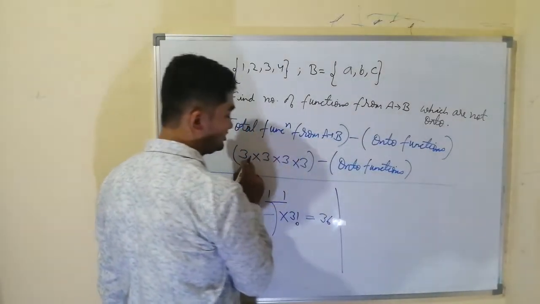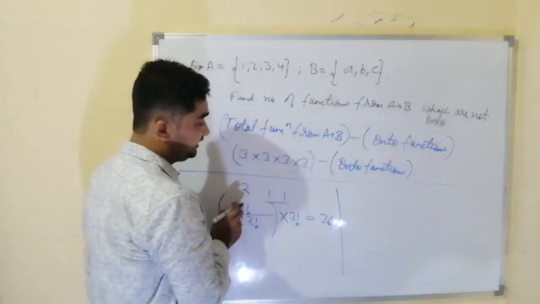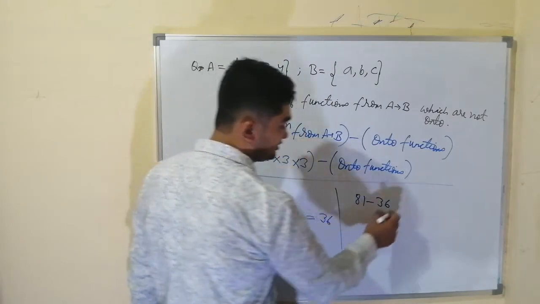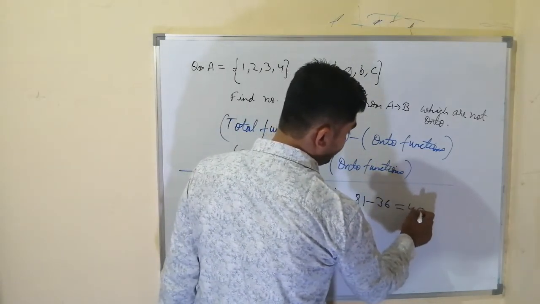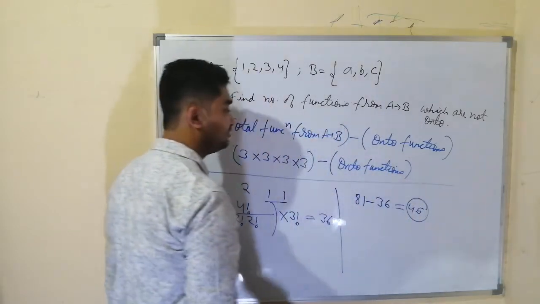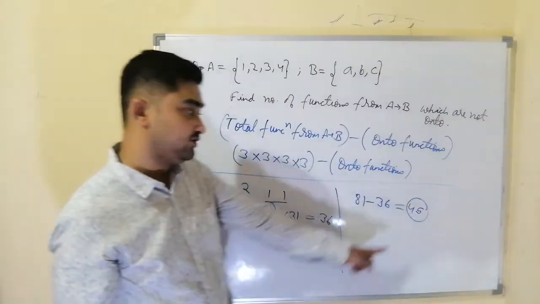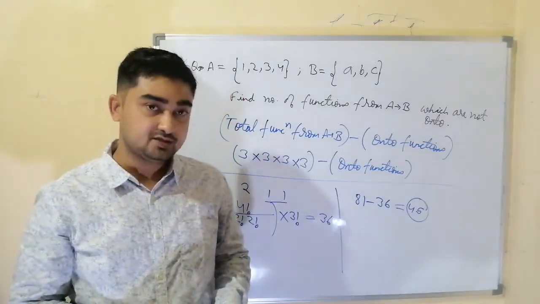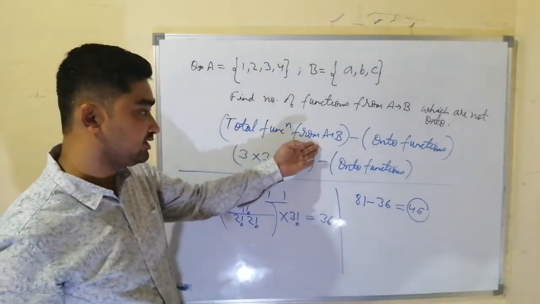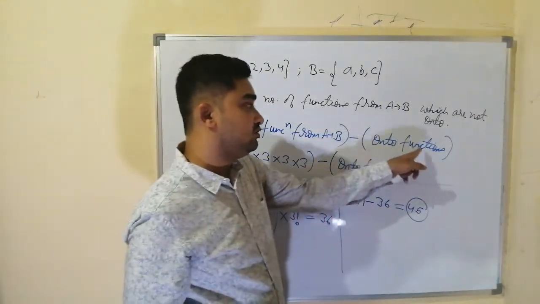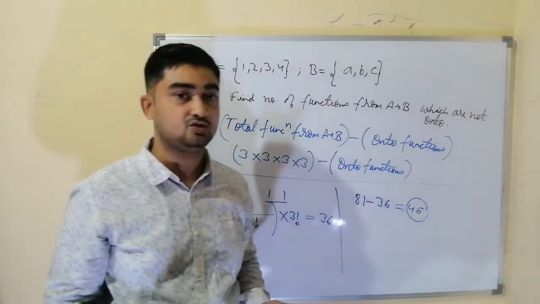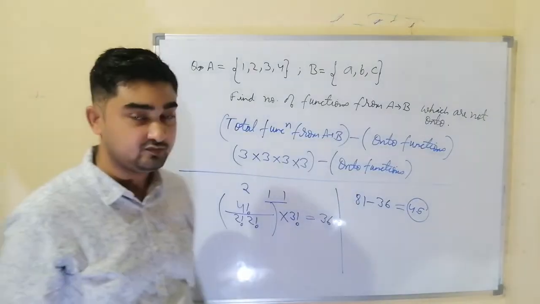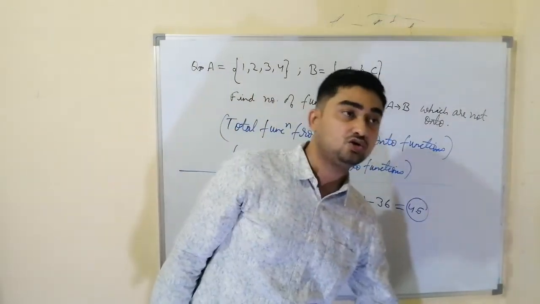That means the answer is 3 into 3 into 3 into 3, which is 81, minus 36. Total functions minus onto functions is 45. So a total of 45 functions can be made from A to B which are not onto. The important part is that this is very easy. We can find the total number of functions. The important thing is we should be able to find the onto functions from one set to another set. If we are able to find the onto functions, we can subtract them from total functions and get the not onto functions.